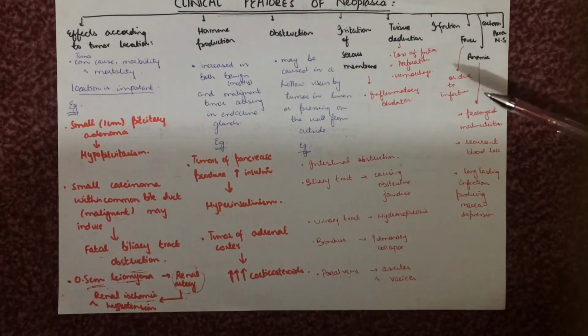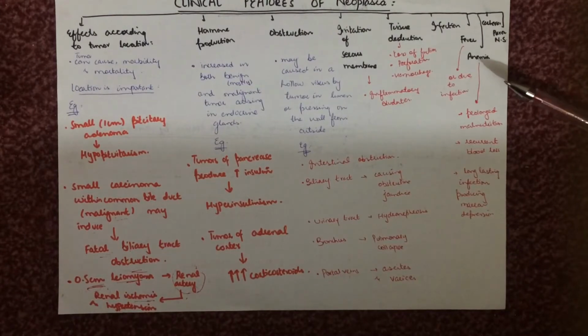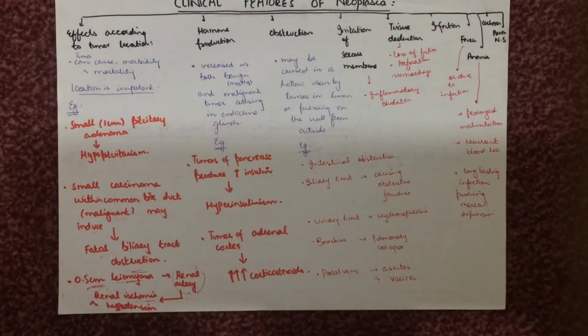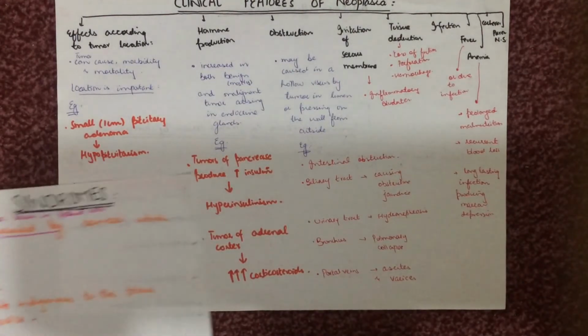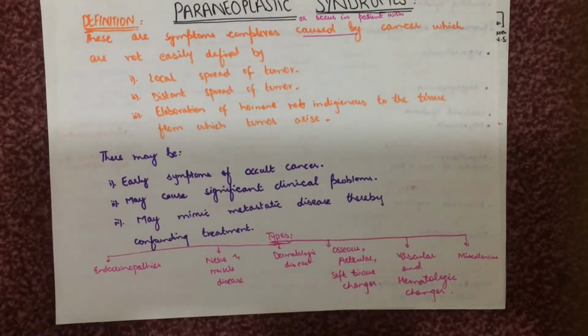Anemia is present. It is due to prolonged malnutrition, recurrent blood loss, and long-lasting infection producing marrow depression. Cachexia and paraneoplastic syndrome are the important clinical features of neoplasia. Let's talk about paraneoplastic syndrome.